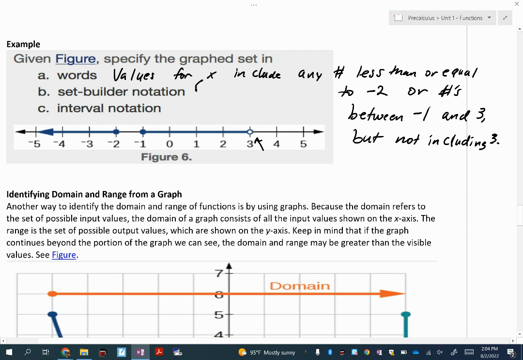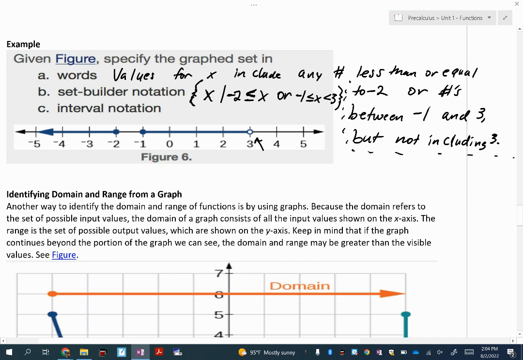Now, set builder is a little different. All right, you've got your brace. Again, I'm not that worried about this. I'm not going to use it pretty much ever. So values for x such that x is less than or equal to -2. All right, so values for x that are going to be less than or equal to -2. And then here we'll have values that are between -1 and 3. Maybe make this a little nicer. There we go. Okay, and then finally, so you can see the break here.